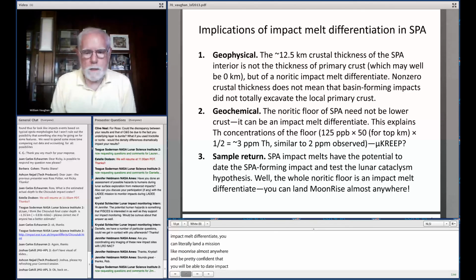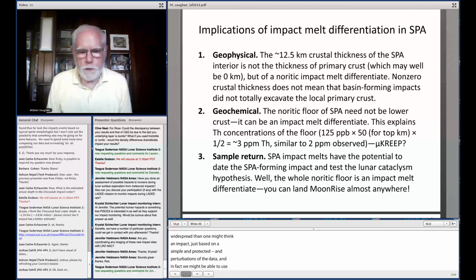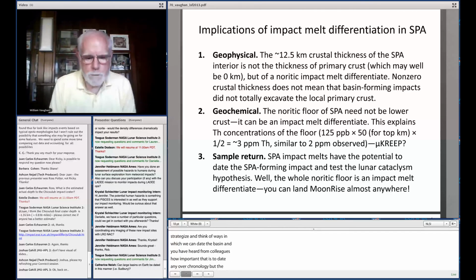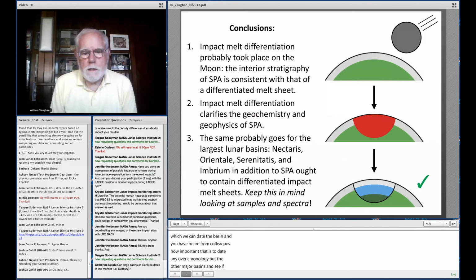So this is really interesting from the point of view of a lot of debates we've had and suggests that impact melt in the interior of these basins may be much more widespread than one might think, just based on simple interpretations of the data. We might be able to use this in the future to strategize and think up ways in which we can date not only the South Pole Aitken Basin, and you heard from Bill Bottke and other colleagues how important that is to date in the overall chronology, but also the other major basins and really see if they're focused together in single peaks, so to speak.